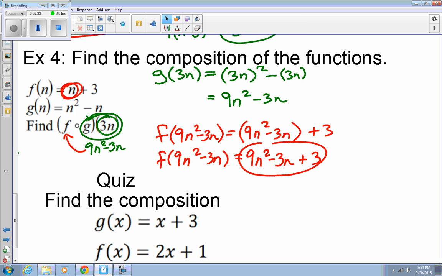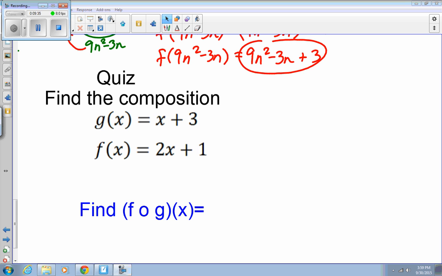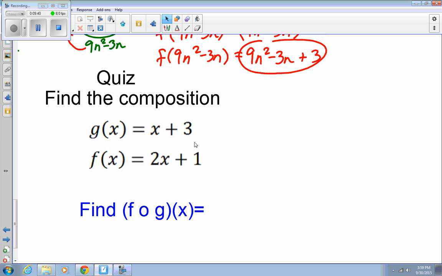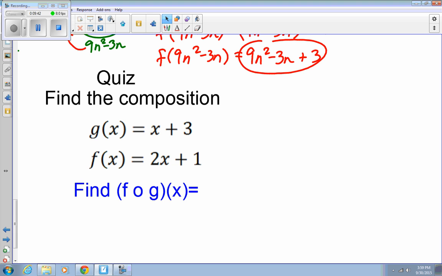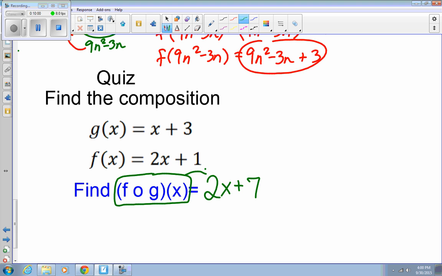Okay, your quiz that you're going to be walking into when you walk into class is find f of g of x. And I will tell you the answer. The answer is 2x plus 7. What I would like you to do is you're going to have to show me some work on how to get f of g of x to look like 2x plus 7. Show me some work. Show me those skills. Alright, come to class with questions.